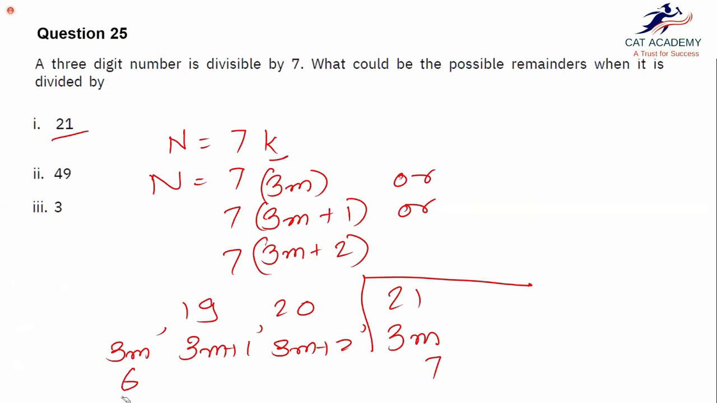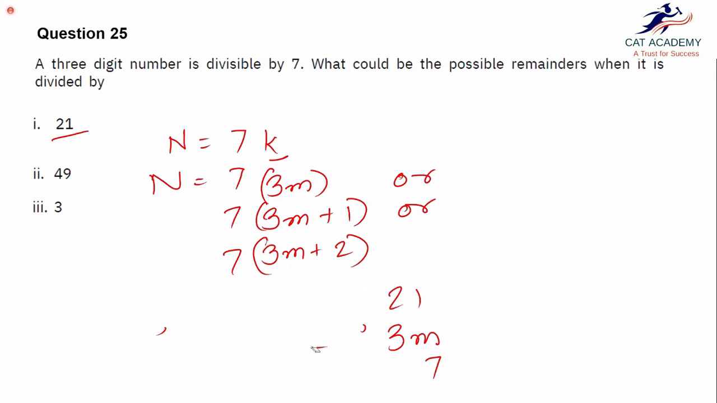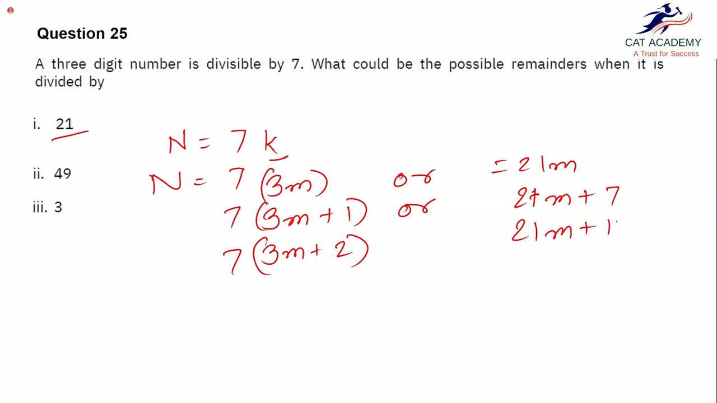So let's multiply them. We selected 3 because 7 3s are 21. Yes, that's correct, Samarth. So this one is actually 21m. First one is actually 21m. Second one is 21m plus 7. And third one is 21m plus 14.